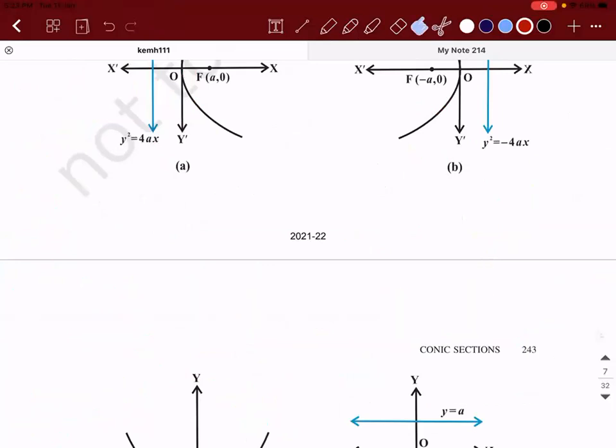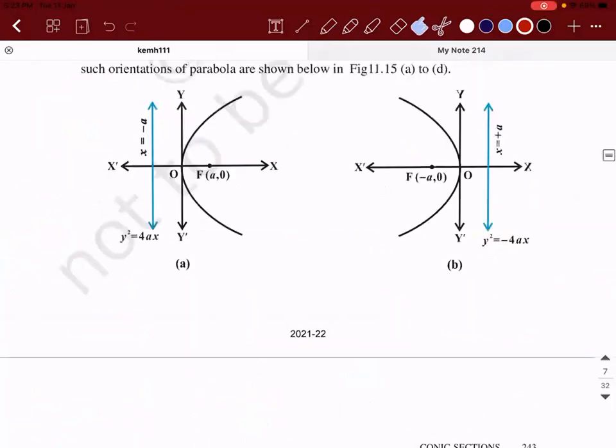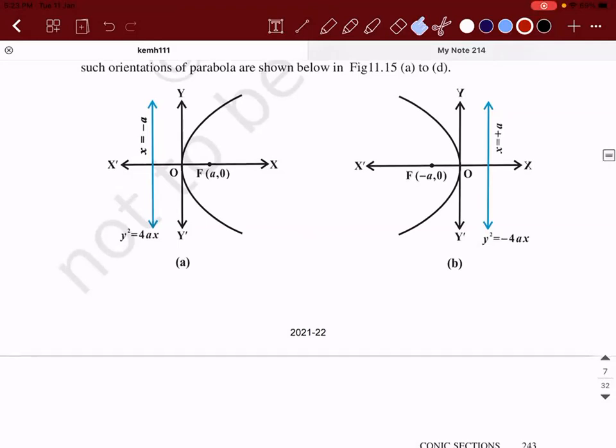When the focus is on the positive x-axis and the directrix is along the negative x-axis. Right. Now, if I just take the mirror image of that curve, if I have a shape like this, then the focus will be minus a comma 0. Because focus and directrix are always on the opposite side. If there is the origin, then the directrix should be at a distance a from the origin along the axis.